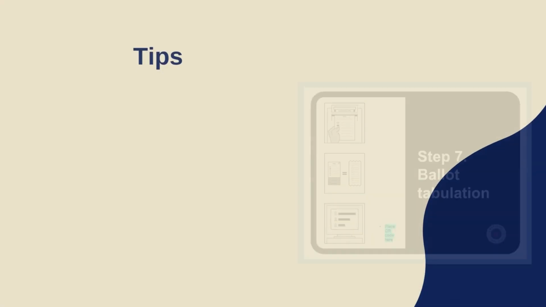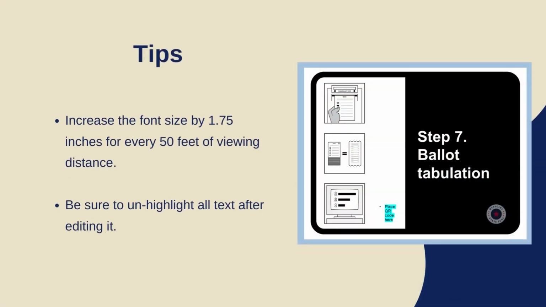Tips. If you are scaling up the overhead signs, make sure they can be read at a distance. Increase the font size by 1.75 inches for every 50 feet of viewing distance. Be sure to unhighlight all text after editing it.